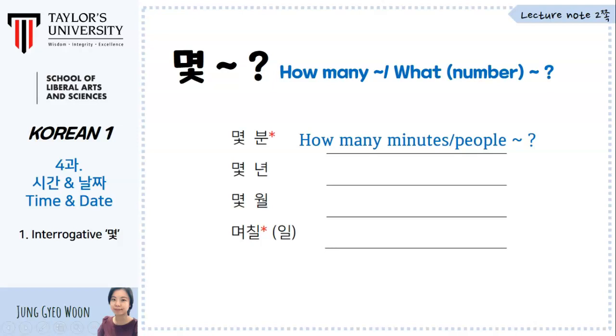The next three expressions are all talking about the date. The first one, 몇 년, is about year. The next is month, 몇 월. 며칠, about the date. All these three questions will be introduced again in the next video when we talk about the date.